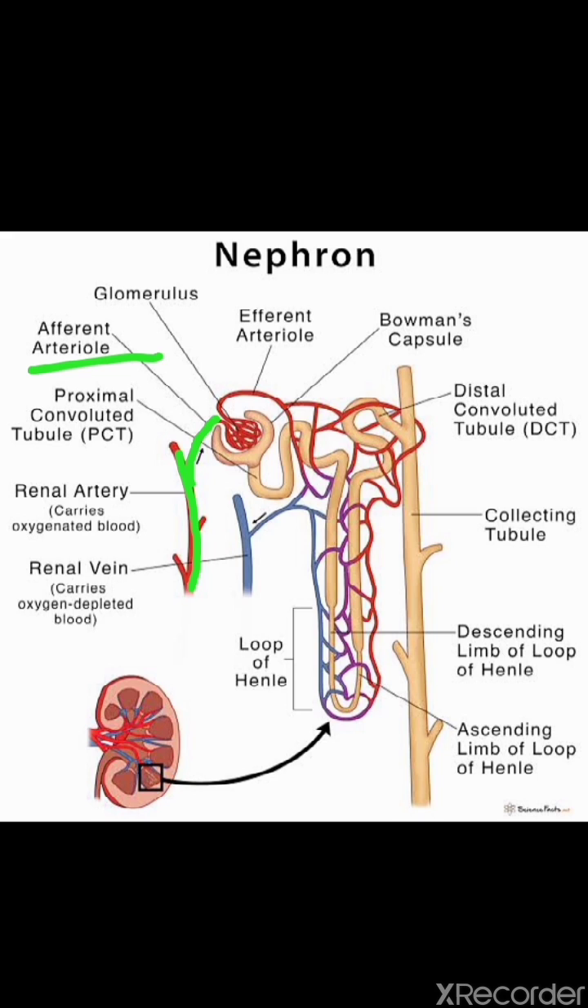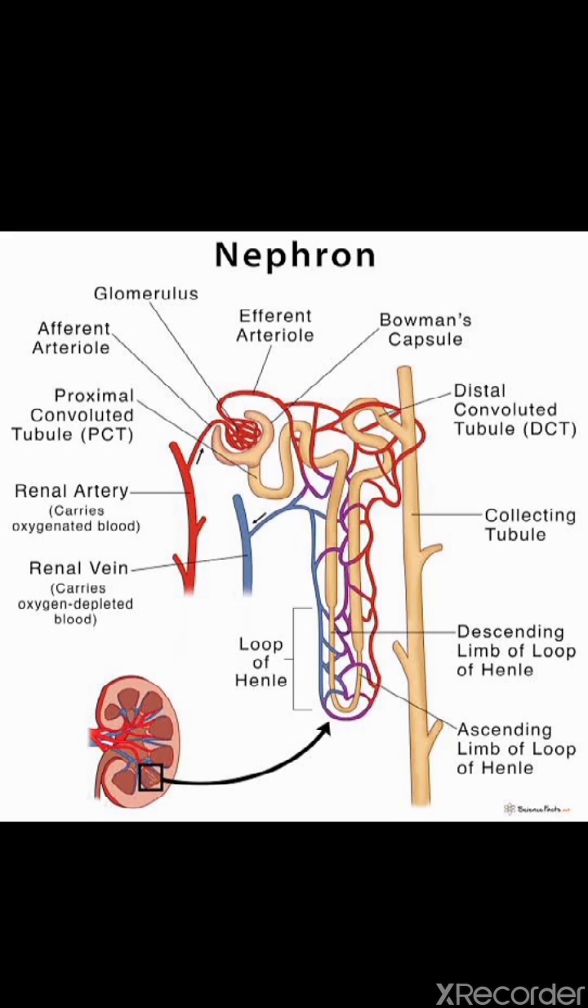The blood leaves the glomerulus through this one, efferent arteriole. So, glomerulus receives blood through afferent arteriole, and it leaves blood through efferent arteriole. Clear? Efferent arteriole is a narrower and longer blood vessel than afferent arteriole.